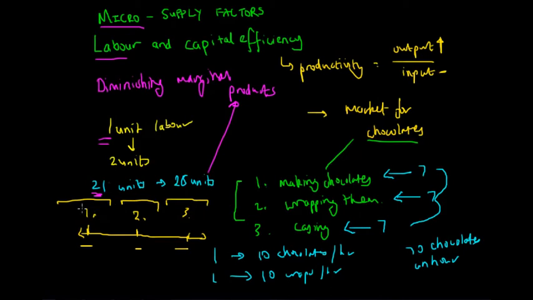8 people at each station. And only 7 people can fit in this line. So one person will just be waiting. So the 8th person will just be waiting out at the back, doing nothing. And this represents diminishing marginal products.